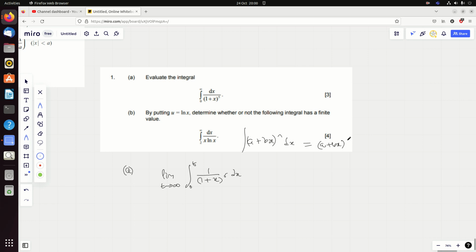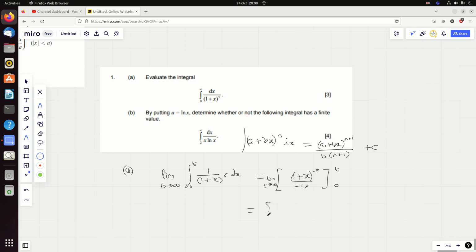Provided n isn't -1, and it's not here, it's -5. Divide by that, and then divide by the coefficient of x and the new power. That's what I'm going to do, plus a constant. So I'm just going to have, in brackets, 1 plus x to the -4 divided by -4 between t and 0. And don't forget, we're thinking about t tending to infinity.